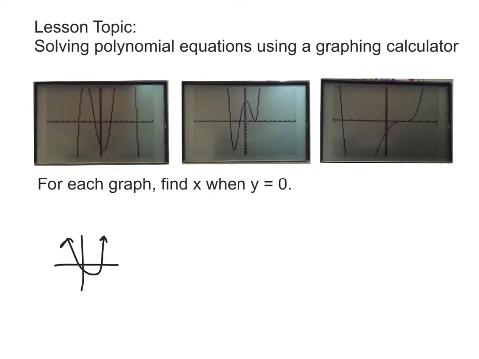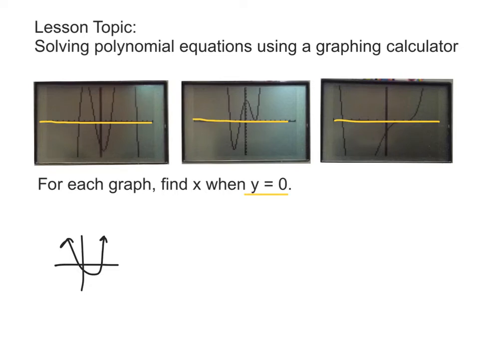Now it says below here, for each graph, find x when y equals 0. Let's remember that where y is 0 is on the x-axis. That's where y is equal to 0, right here. Because when y is 1, we're up here. When y is 2, up here. 3, 4, 5, maybe up to 10 or negative. So when y is 0, we're on the x-axis. Same thing on this one, and same thing on this one. So there's our y equals 0 line.